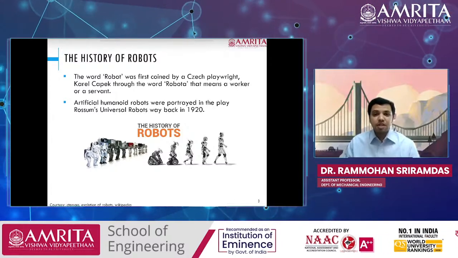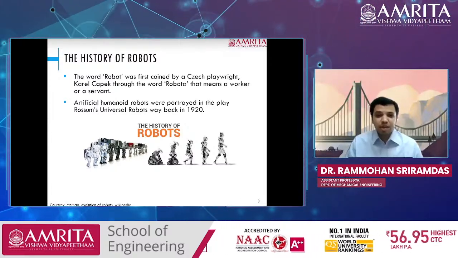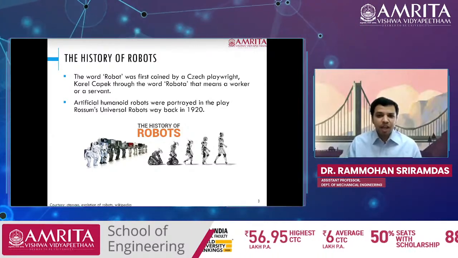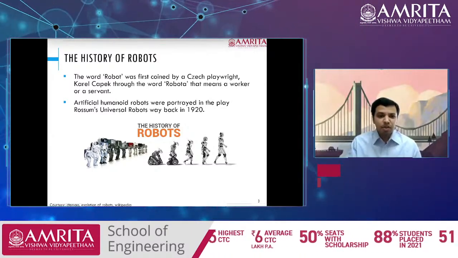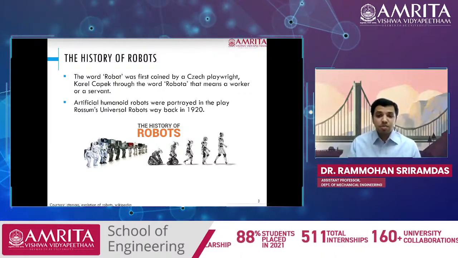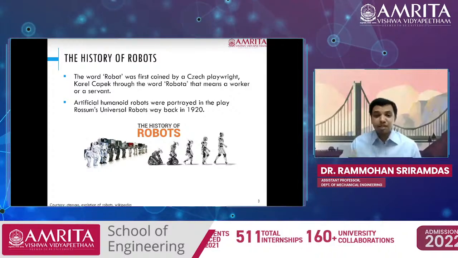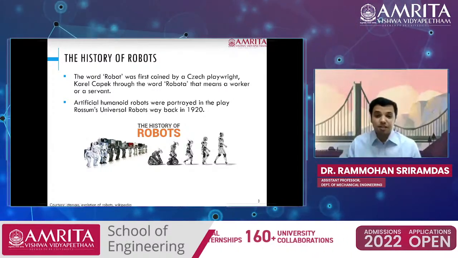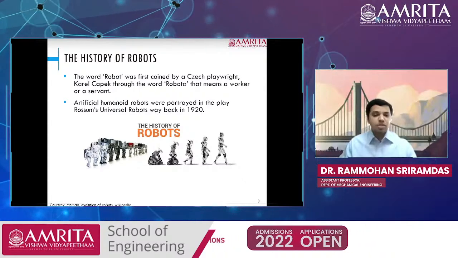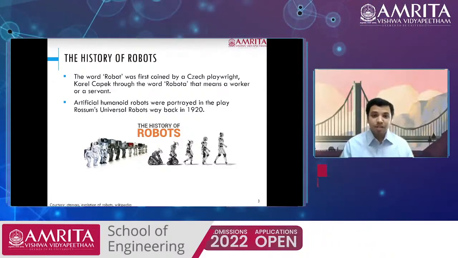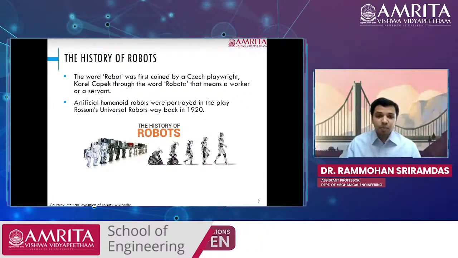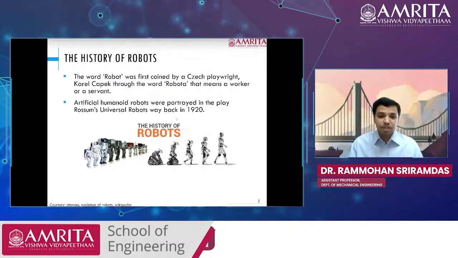So there was a very famous Czech playwright, Karel Capek. He formulated a play called Rossum's Universal Robots, in which there are artificial humanoids which were depicted back then, say in 1920 itself, right? It is that old, and based on that, even today you see several movies, right? So these all are science fiction based movies. I don't have to tell the names.